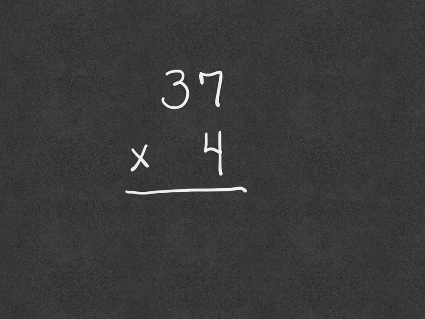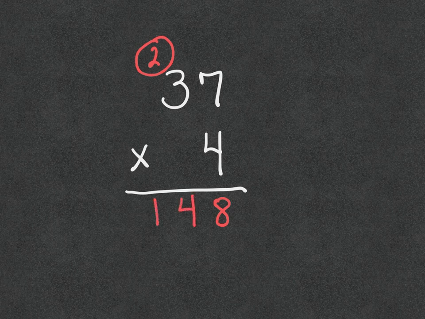The next one, we have 37 times 4. What is the fourth multiple of 37? Well, let's figure this out. 7 times 4, well, is 28. So you put the 8 and you carry the 2. 3 times 4 is 12. Plus that 2 is 14. So the product is 148, or the fourth multiple of 37 is 148.